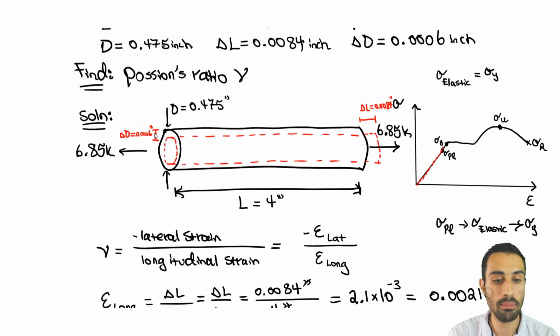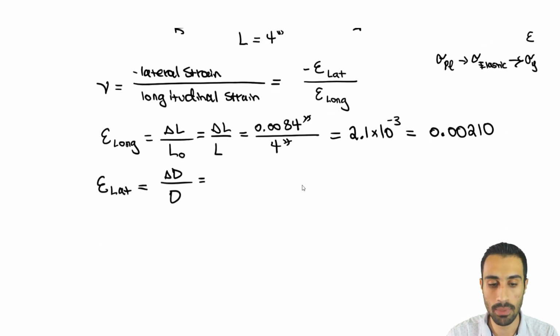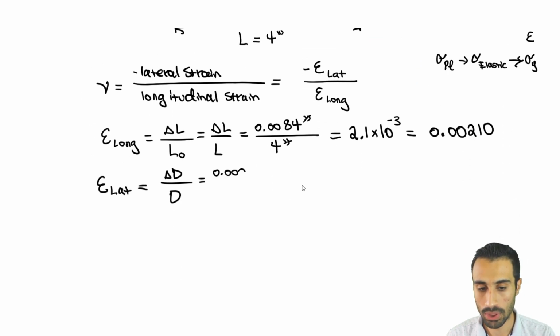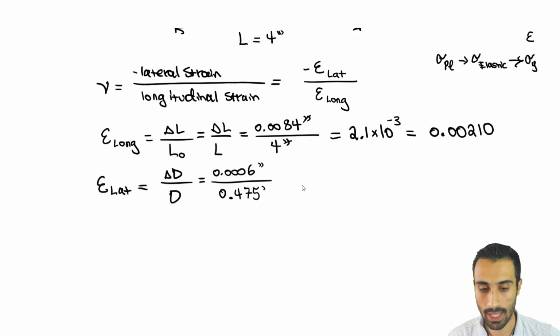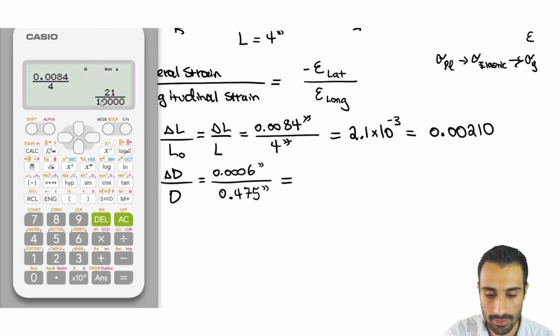We know the change in diameter in this case is given in the problem statement to be 0.0006 inches, and the starting diameter we know is 0.475 inches. Let's use the calculator to solve this, with the Casio. Before I solve this one for the lateral strain, I want to quickly store what I got for the longitudinal strain. Remember, it was this divided by that. We got that as the answer, because I know I'm going to use it in my final calculation.